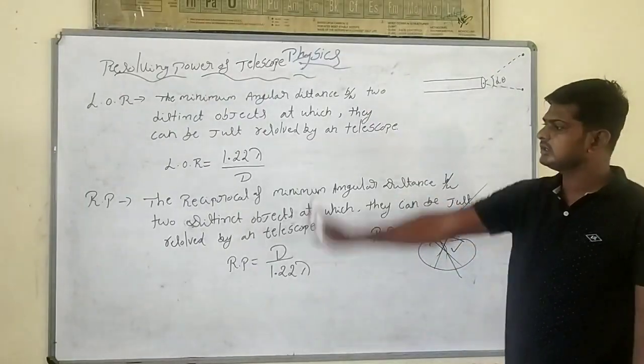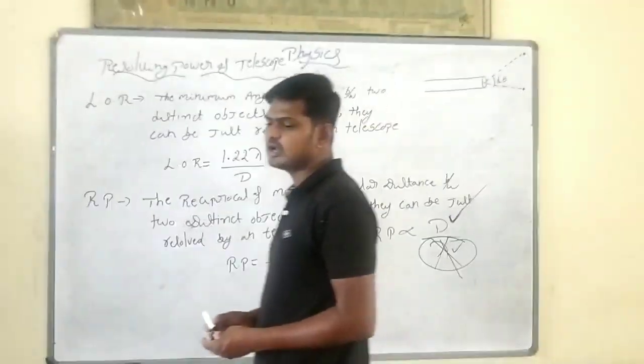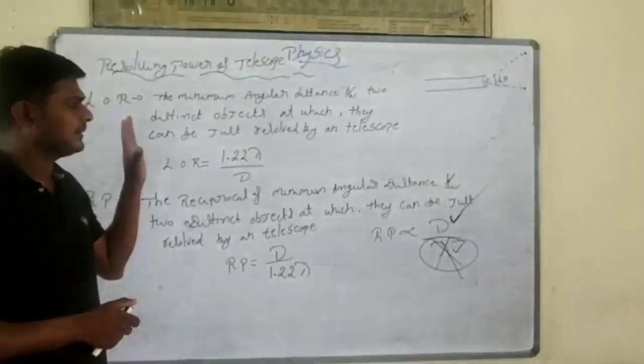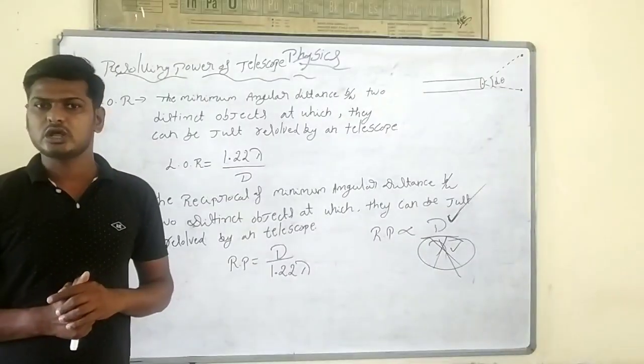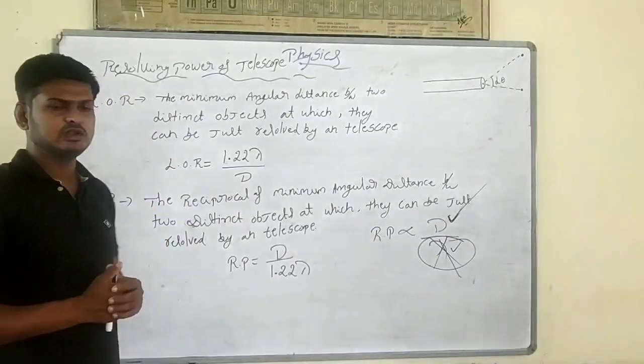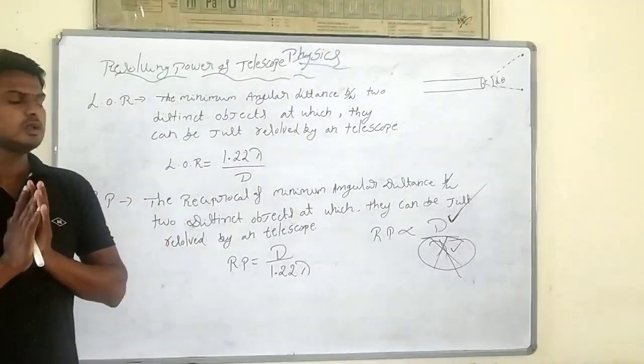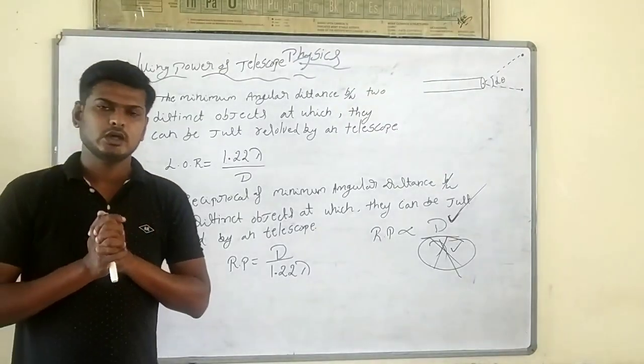This is about the limit of resolution and resolving power of an optical instrument. There will be a compulsory 2-mark or 1-mark question fixed in your board exams. Clear? This is resolving power and limit of resolution.